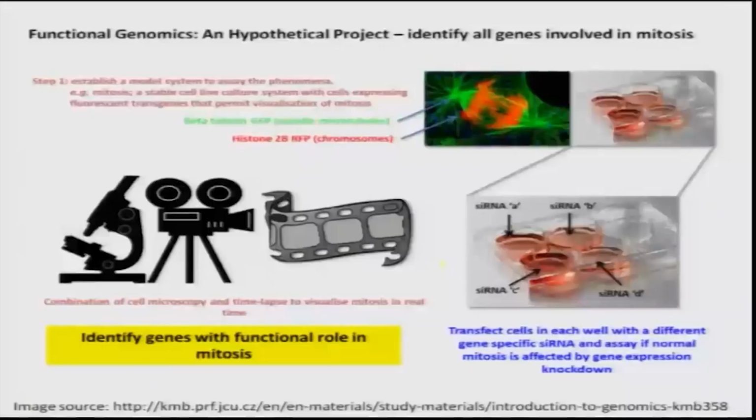So, step 1, I establish a model system to assay the process of cell division. What do you do? You have a cell line which you have engineered such that it expresses a protein which binds to, for example, tubulin, the spindle microtubule marker, and for example histone, which is a marker for the chromosome because histones are basic proteins bound to the DNA. So, what you are seeing here beautifully is that the red ones are the chromosomes and the green ones are the spindle that are pulling the chromosomes to the two sides.